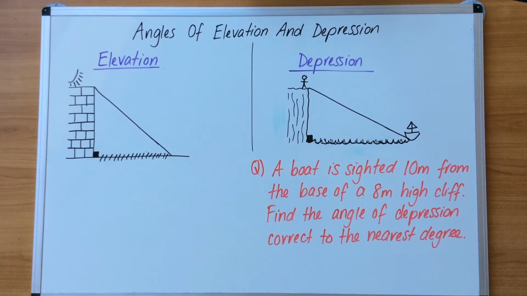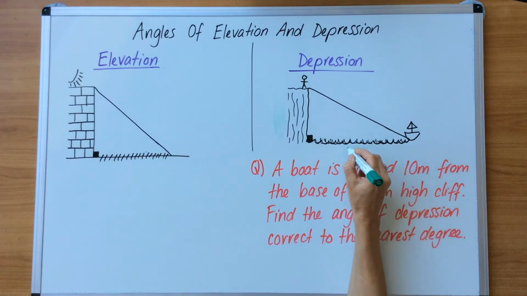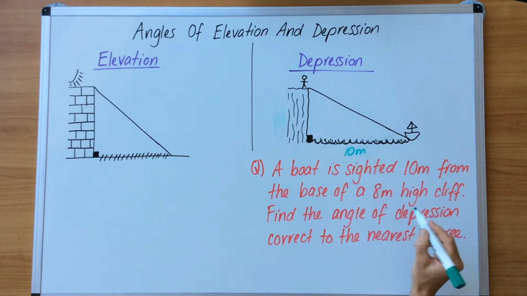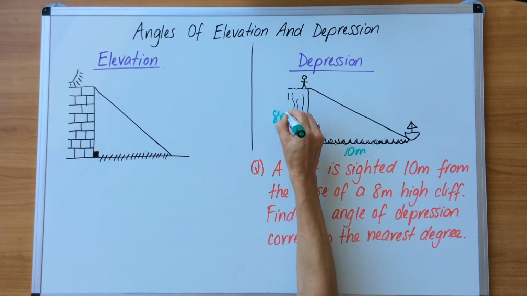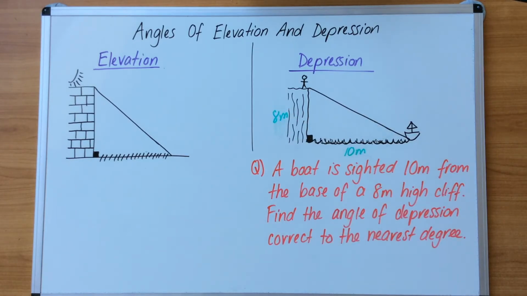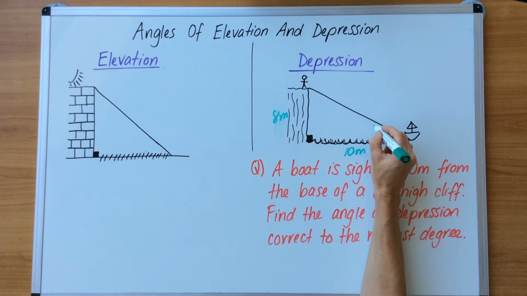Let's now take a look at this last question for angle of depression. It says a boat is sighted 10 metres from the base of an 8 metre high cliff. So the base of the cliff to the boat is 10 metres, and it's an 8 metre high cliff. Find the angle of depression correct to the nearest degree. So we're going to put a theta in here because that's what we've got to find, the angle.